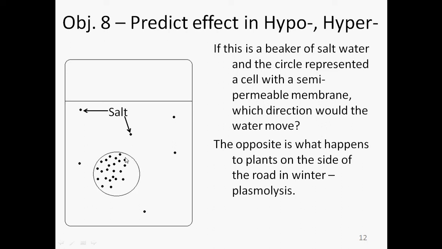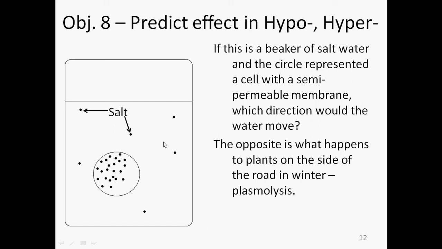In this case, we're going to say the salt is too big to fit through the tiny holes in this membrane. So, there's a higher concentration of water outside. When you see low concentration of solute, that means higher concentration of water. On the inside, a high concentration of solute, or also low concentration of water. So again, this is just osmosis.